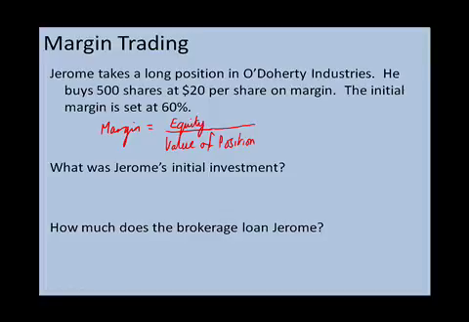Now let's consider the example of Jerome. What was Jerome's initial investment? Well, the first thing we need to do is calculate the value of the position. And Jerome took a position of 500 shares at $20 per share. So the value of the original position taken by Jerome was $10,000.